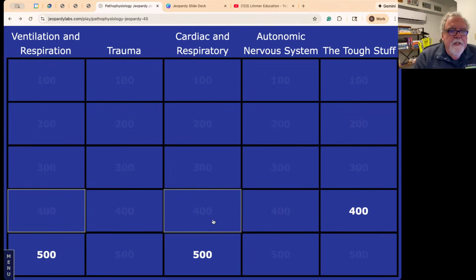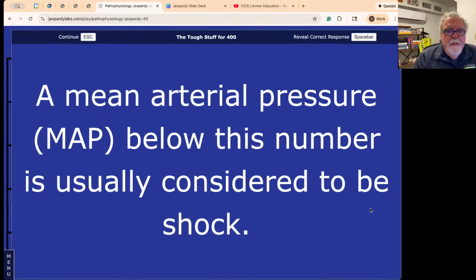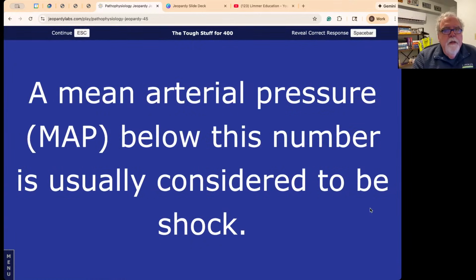All right, tough stuff for 400. We're going to wrap up this one. Ooh, a mean arterial pressure below this number is usually considered to be shock.